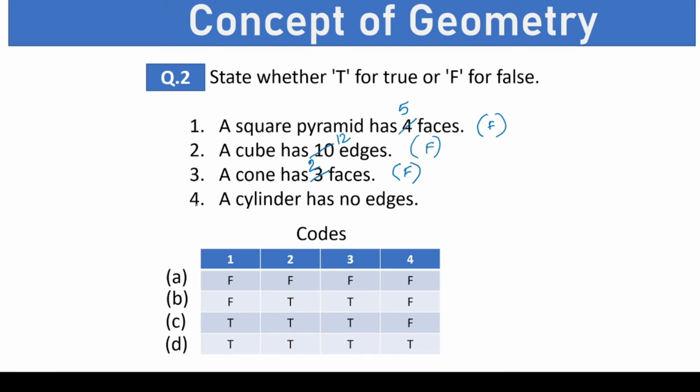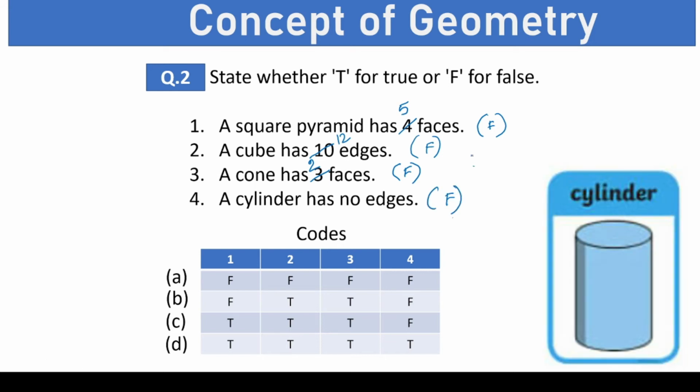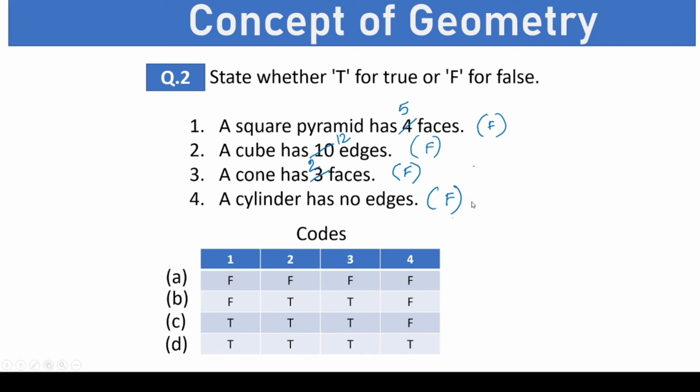The fourth one is a cylinder has no edges. Is that true or false? This is false again because the circular faces are joined with the rectangle, hence there are 2 edges. So our right answer is option A, where everything is false.